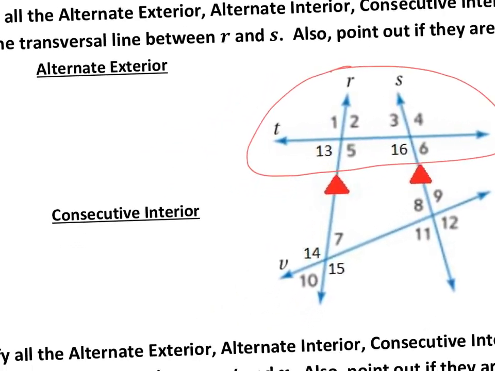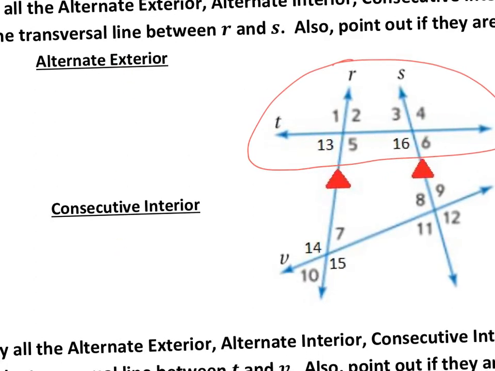So I'll start off with doing the alternate exterior and the consecutive interior angles. My alternate exterior, you're going to look at what's on the inside and what's on the outside. My inside would be what's in between R and S. That'd be 2, 3, 5, and 16, right? So my exterior angles are 1, 13, 4, and 6. So if they alternate, they're going to go on different sides of the transversal. So my alternate exterior angles are going to be 1 and 6 and 4 and 13. And then by definition, all alternate exterior angles, as long as they're in between parallel lines, are congruent.